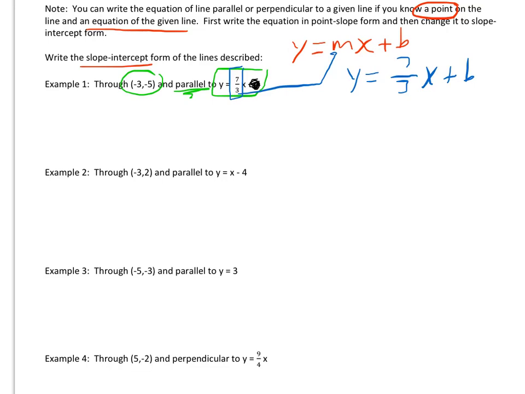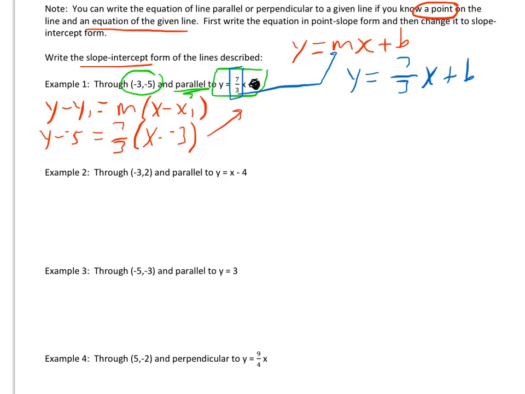So in a sense, they've given us the slope. Now we need to find the y-intercept. And we're going to refer to a previous method that we used, and that is point slope. And this is the equation for point slope. And we're going to use that to find our equation. That's the most efficient way to do it with least chance of error. So we plug in what we know. Our y is a -5. Our slope is 7/3. And our x is a -3.